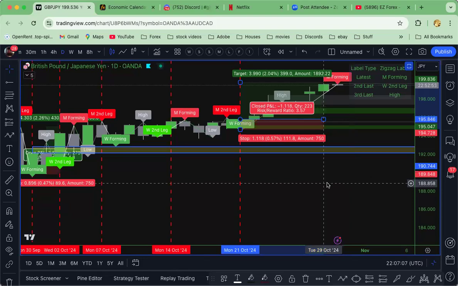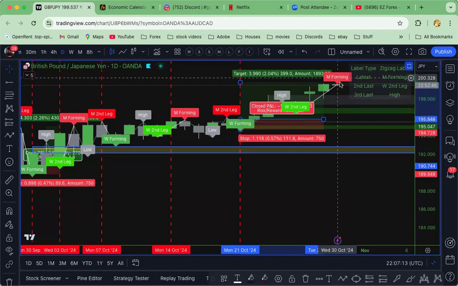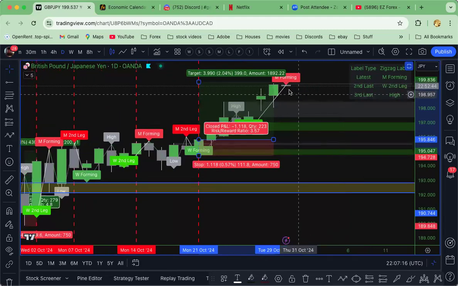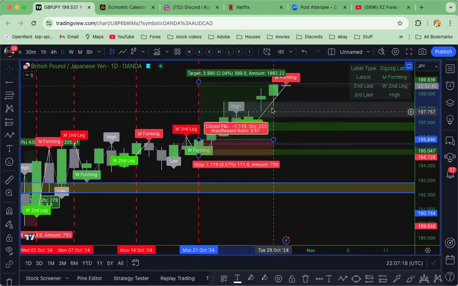So is it safe to say that the last M that's forming is probably going to sell to that low? Yeah, it's going to go all the way to that last low. It'll more than likely go down to at least the low of this daily candle here. It could do that. But remember, no, I wasn't talking about that daily.